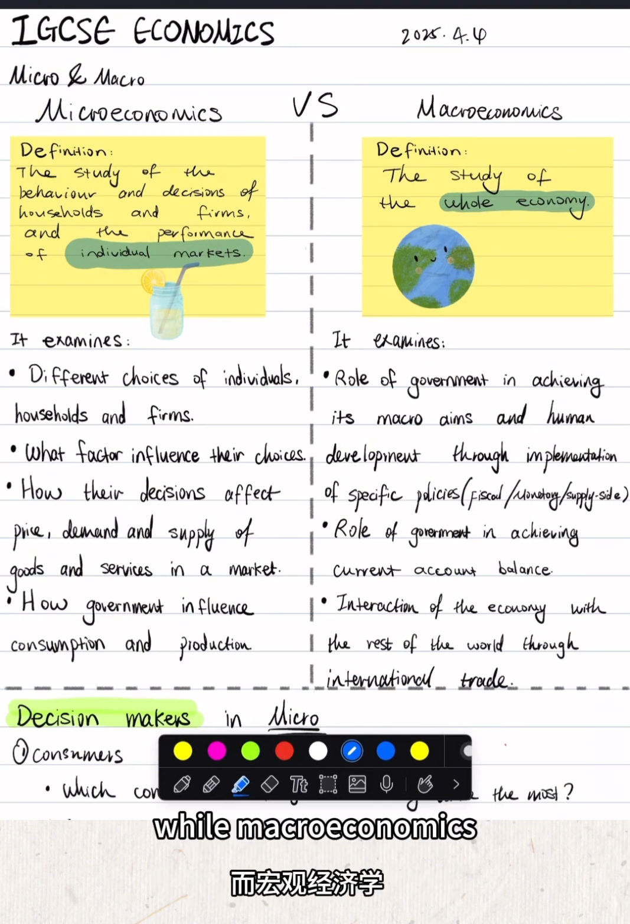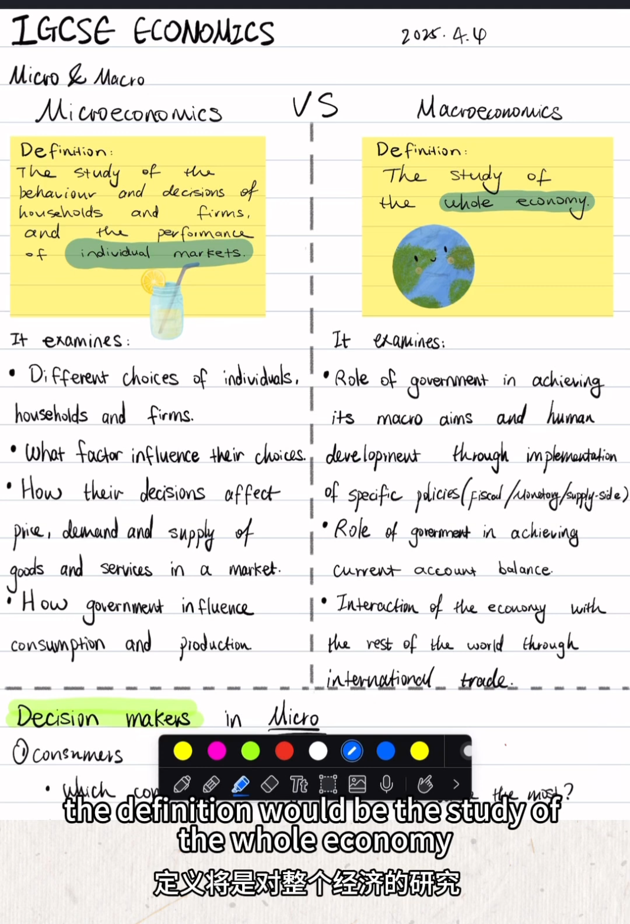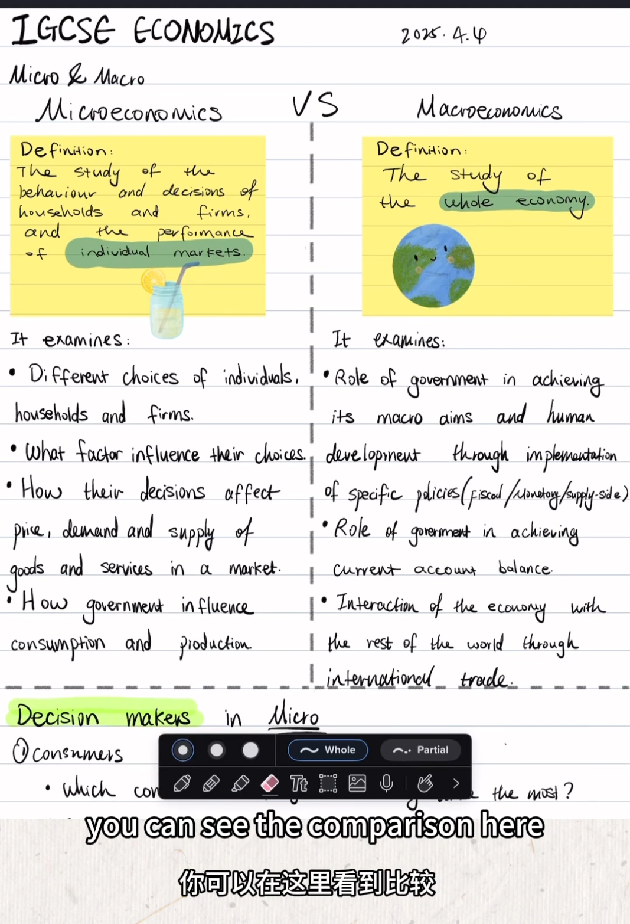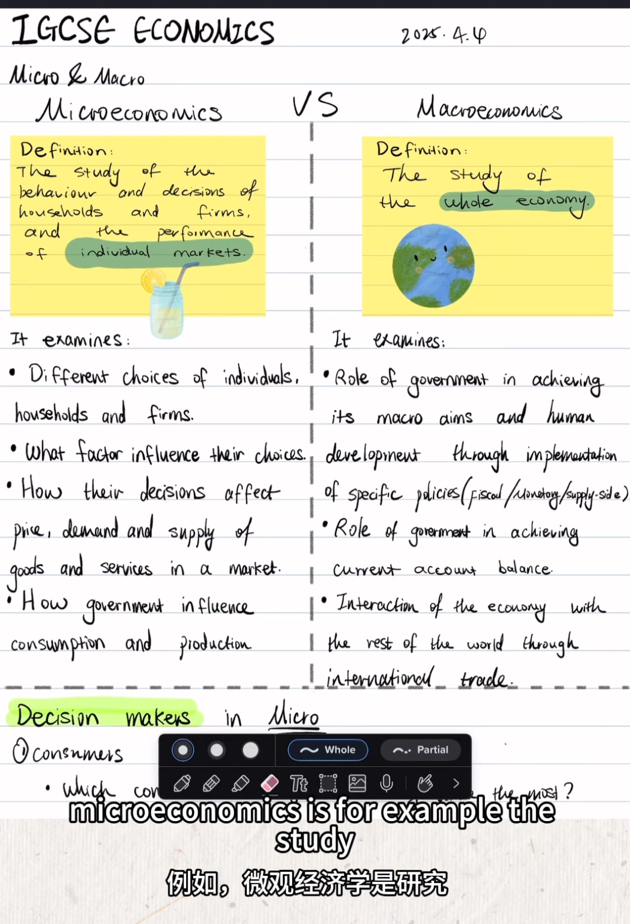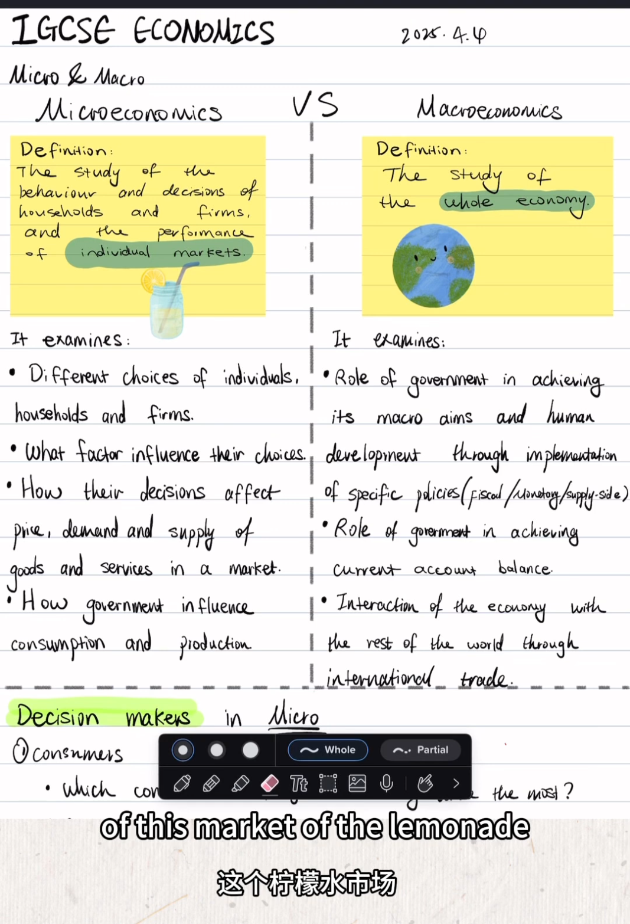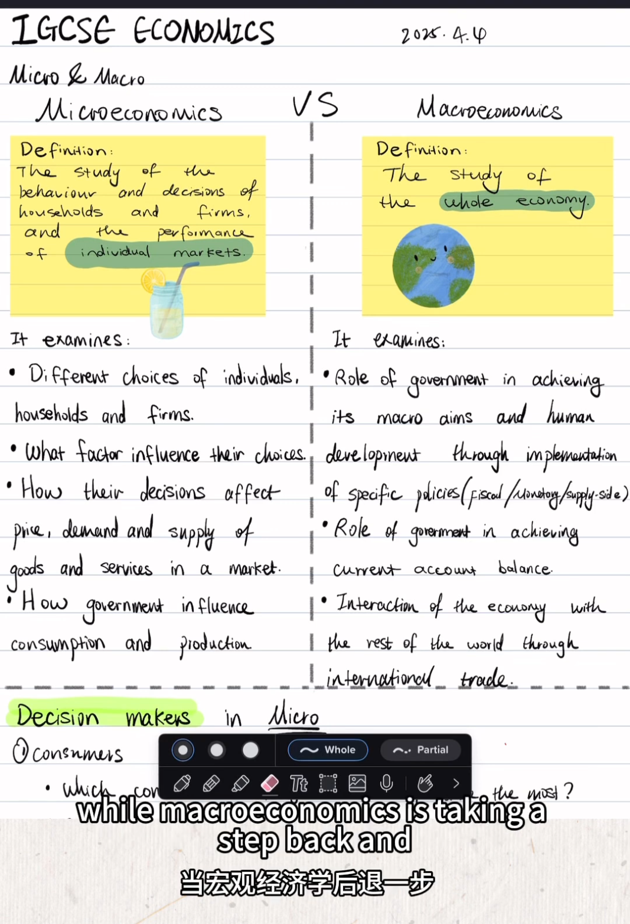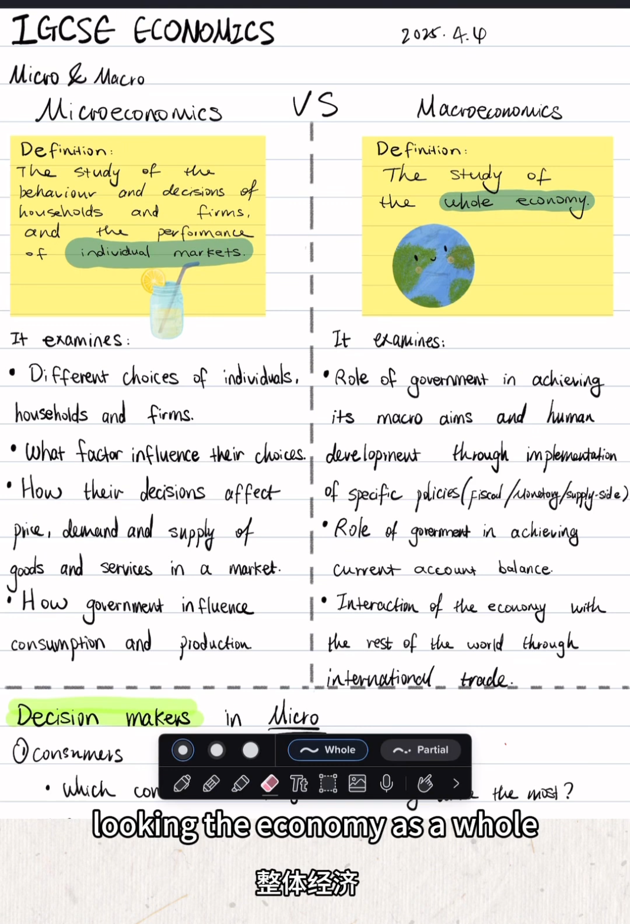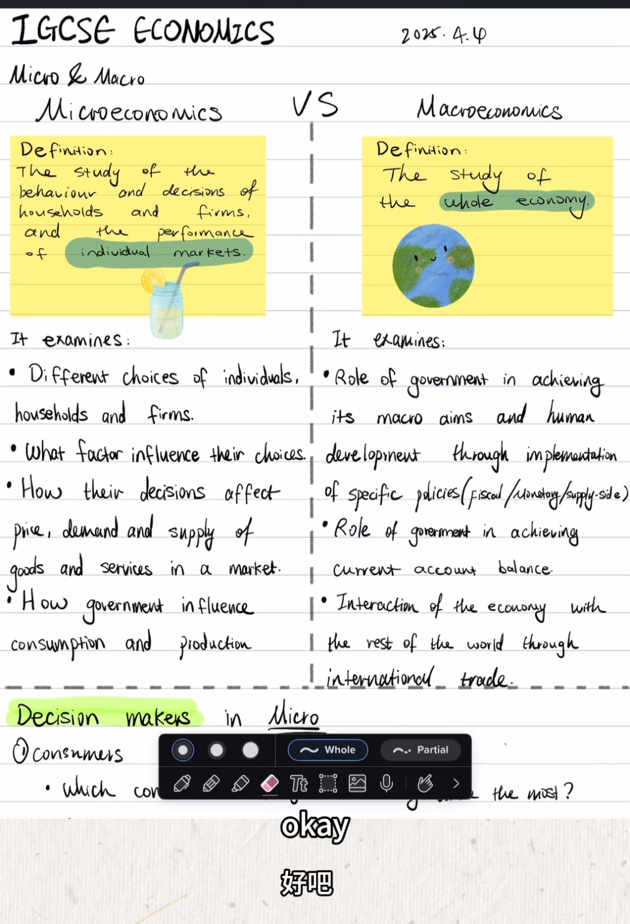While macroeconomics, the definition would be the study of the whole economy. You can see the comparison here. Microeconomics is, for example, the study of this market of the lemonade, while macroeconomics is taking a step back and looking at the economy as a whole, okay?